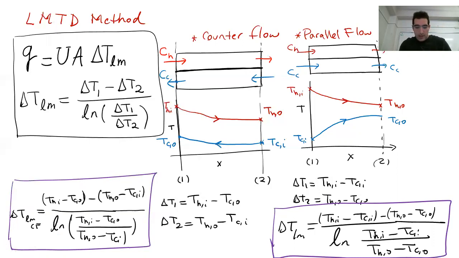One thing to note is that in the parallel flow heat exchanger, in this configuration, TCO cannot exceed THO. So the outlet of the cold fluid is always less than the outlet of the hot fluid. But in the case of counterflow heat exchangers, there is a chance that TCO goes beyond THO. So depending on the design, the outlet of the cold fluid can be larger than the outlet of the hot fluid, but it cannot happen for parallel flow.